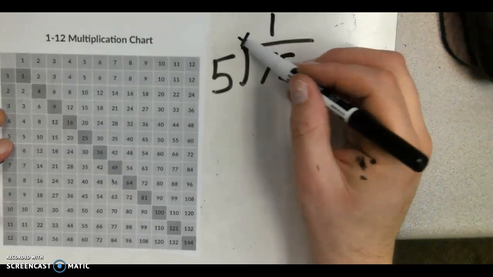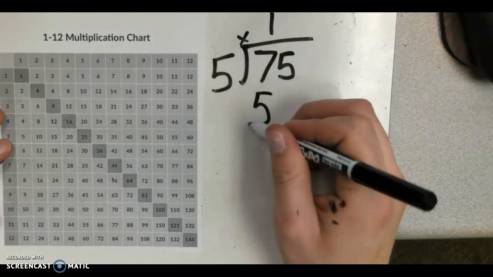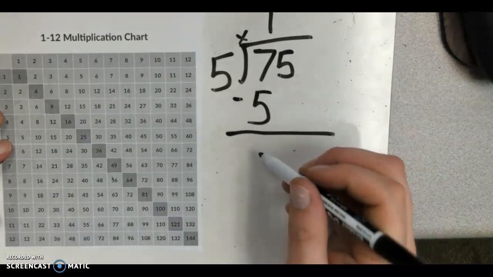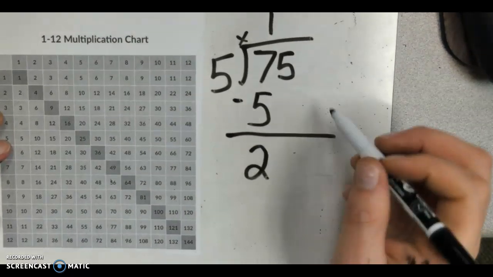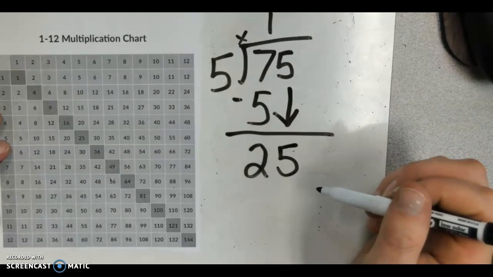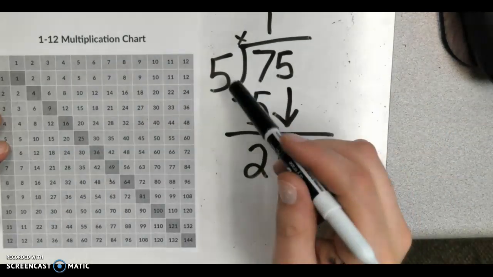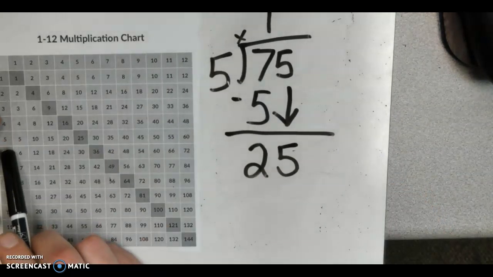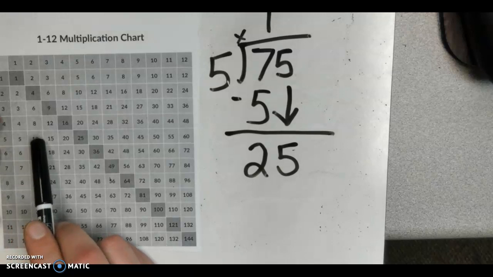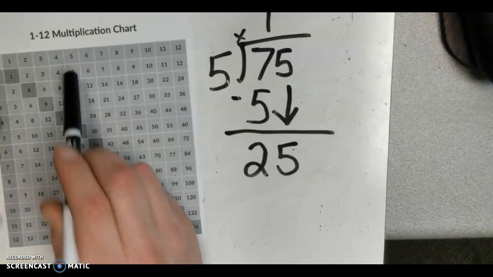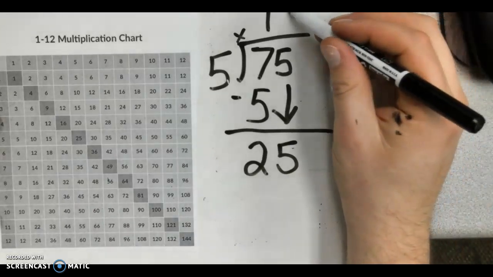1 times 5 is 5. I subtract. 7 minus 5 will give me 2. And I bring down my 5. Now I look. How many times can 5 go into 25? 5, 10, 15, 20, 25. That's 5 times. So I put my 5 up top.